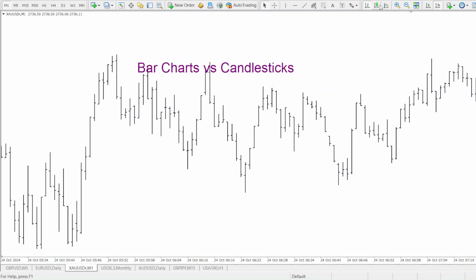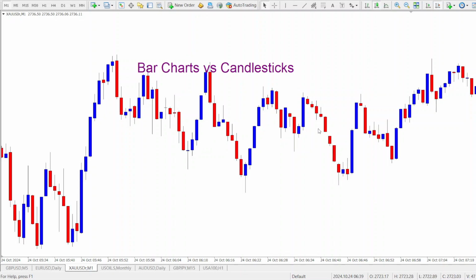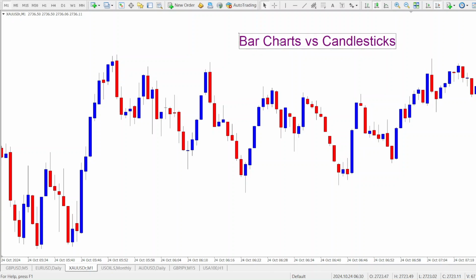Now let's turn our attention to candlestick charts. Let's go back to candlestick charts, right? These charts have gained immense popularity for their ability to convey more than just price movement. Each candlestick provides information not only about price levels but also about market sentiment and potential reversals. The colors and shapes of the candles tell a story about how buyers and sellers are interacting. So the candlesticks basically present more information than the bar charts.